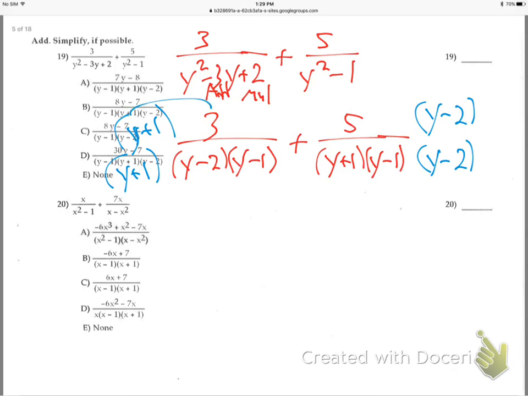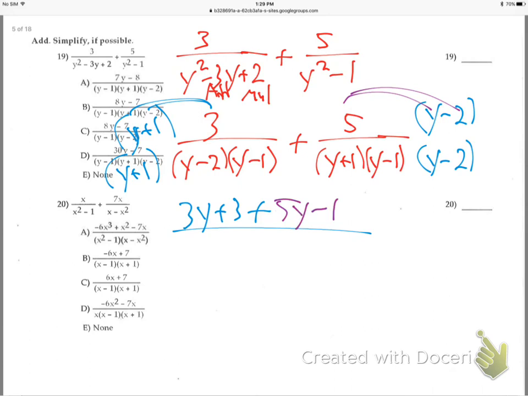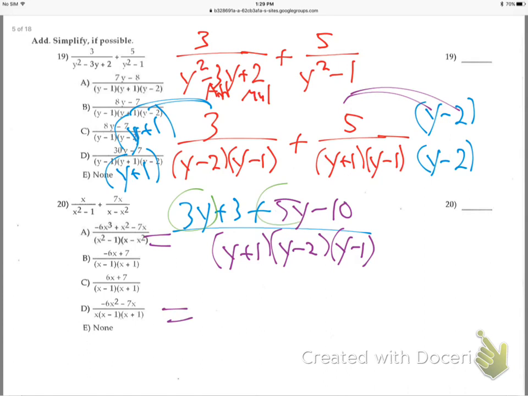All right, multiply. 3y plus 3 plus 5y minus 10. The bottom, you just write it down in any order. It's a common denominator. Put it together. In the top here, 3y and 5y is 8y. 3 minus 10 is minus 7. I'm just going to say over the LCD. So what is that? B?